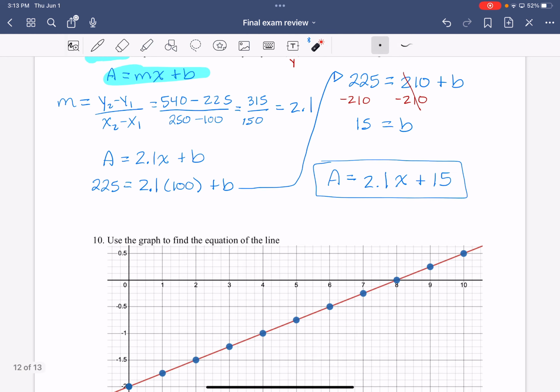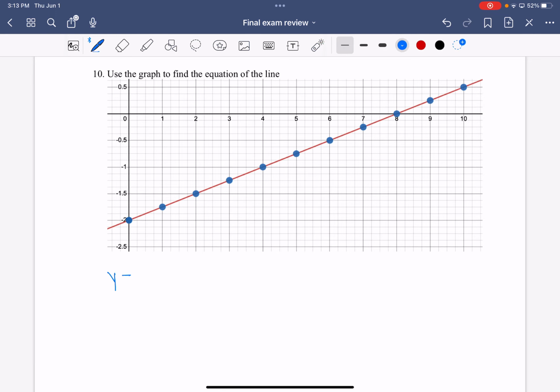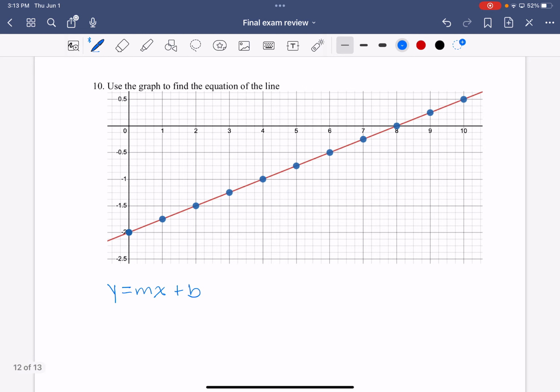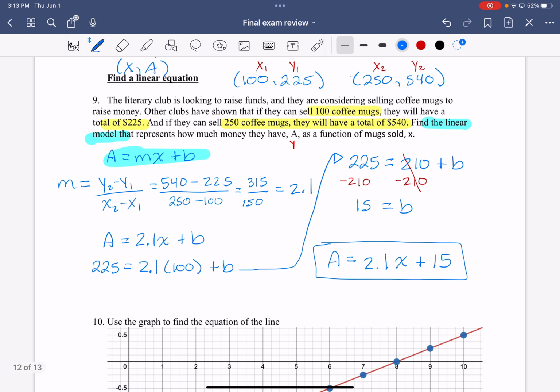Okay, let's do number 10. So use the graph to find the equation of a line. All right, so I know that's going to be y equals mx plus b. And again, in order to do these calculations, I need at least 2 points. It's any 2 points of your choosing in this case, because like in the word problem, it gave you the information to derive the 2 points.